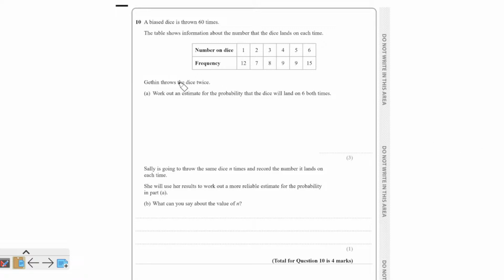When there's 2 events, I normally use a tree. So what I mean by 2 events is that he's thrown the dice once, that's like the first throw, and then he's thrown it again, so that's like throw number 2, isn't it? Second throw, so 1 and 2. So work out an estimate for the probability that the dice will land on 6 both times.